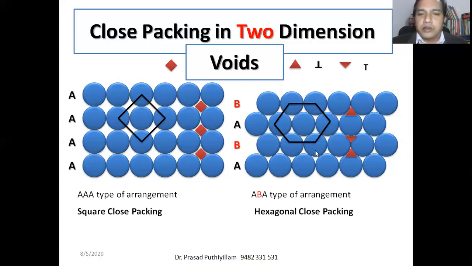In the coming slides I will use the words triangular void or diamond type void. When used, you should not get confused. It will be the shape of the empty space between the atoms or molecules or ions when they form a crystal like this.